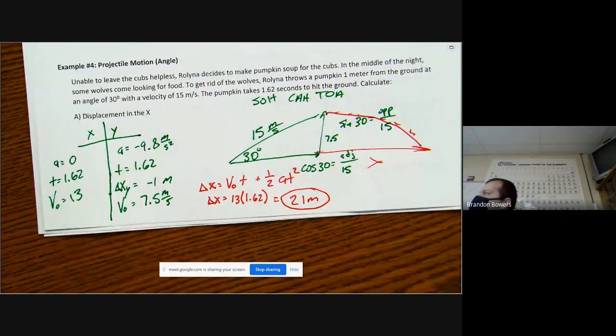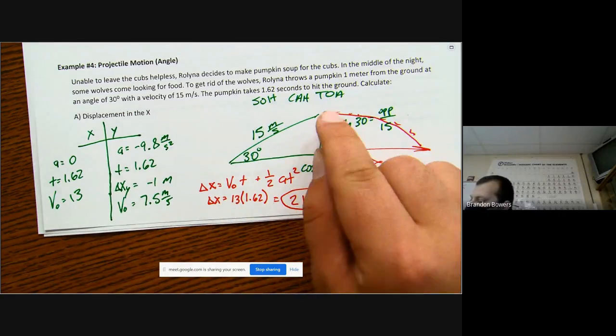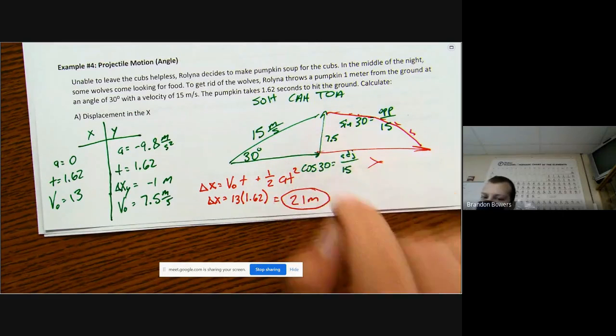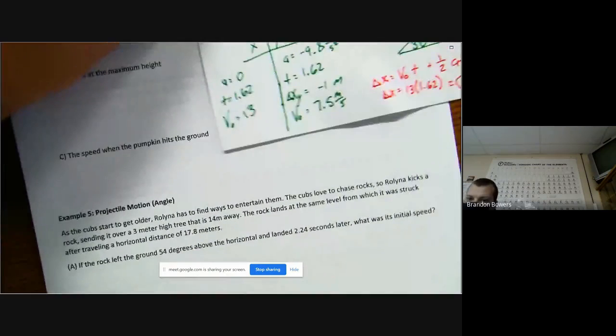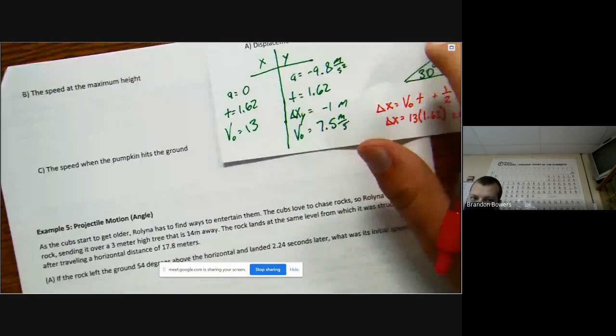Does that kind of make sense? That makes a lot of sense. Not too bad. Kind of similar to what we did, except instead of doing straight horizontal, now we've got to figure out the x and the y. So I'm going to tear this off so I still have my data, because I don't feel like rewriting all that data down.